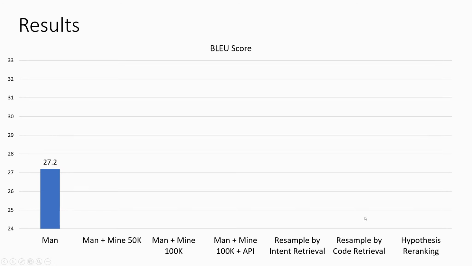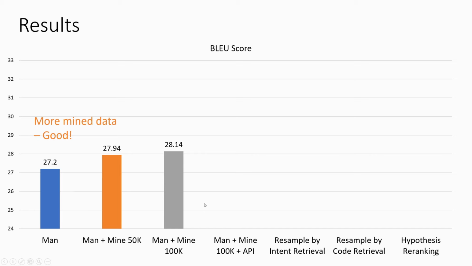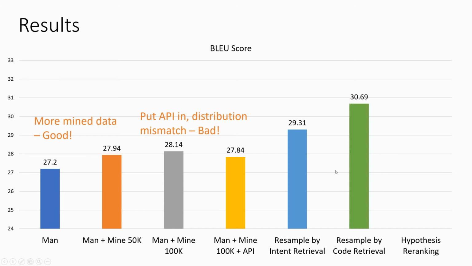Let's take a look at the results. If we only use the CoNaLa manually labeled data to train the model, we achieve about 27.2 BLEU score. If we add mined data, about 15K and 100K, you can see that the more mined data, the better. However, if we add in the API documentation as is, it will cause a performance drop, which is partially caused by the distribution mismatch. After applying our resampling technique, we can see the increase in the performance.